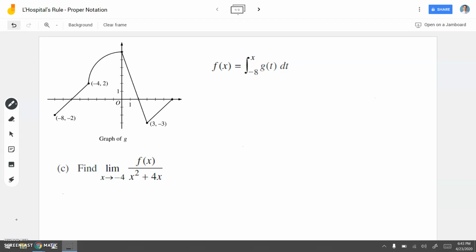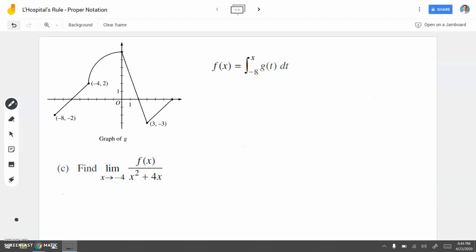So I took this problem from a recent free response question that we covered in class, where the graph of g was provided and f of x was defined for us as the integral from -8 to x of g of t dt. Notice the structure of this limit, which consists of a rational expression. And the more of these you work with, you can begin to sniff out that when you have a rational expression of this style, typically L'Hopital's rule is going to enter into play.